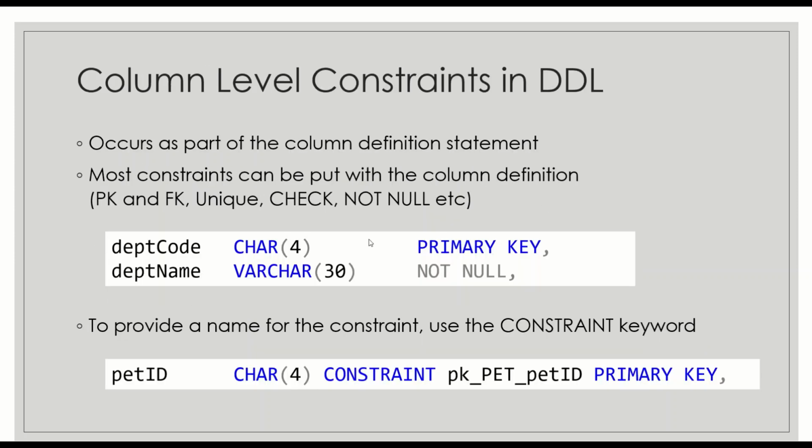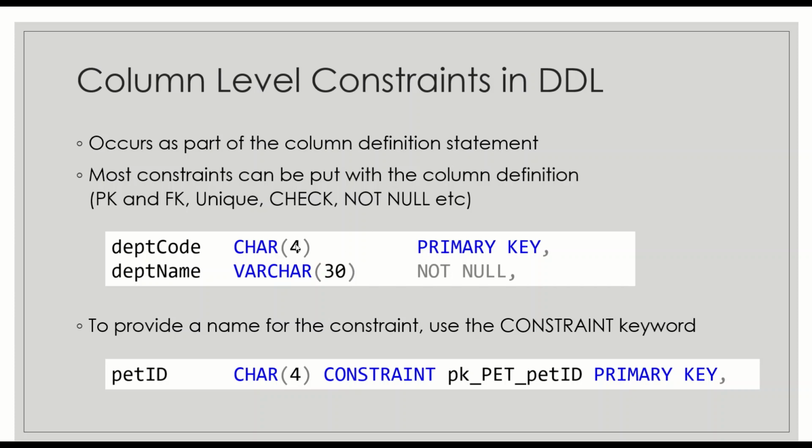Let's move on. We'll take a look at column level constraints. Now we've learned about column level constraints before, so this is just a bit of a review. The column level constraint is a constraint that is applied to only one field in a table, so we can write it as part of the column definition statement. In this first example where we see department code and department name, the two of those both have a constraint applied to it. Most constraints can be put with the column definition, so primary key, foreign key, unique, check, not null.